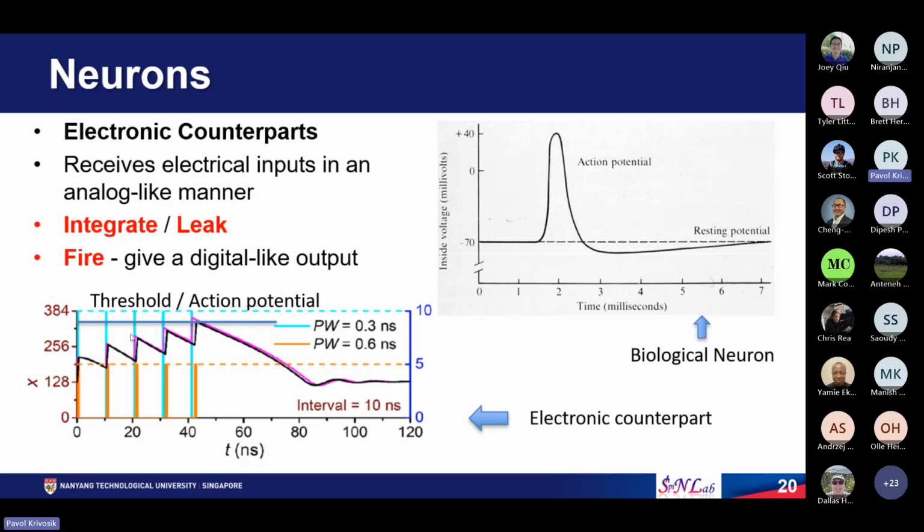This aspect of the neuron potential dropping back to its initial value is called a leak. This also must be emulated when you design the electronic counterpart of a neuron. So this is something that we need to consider.